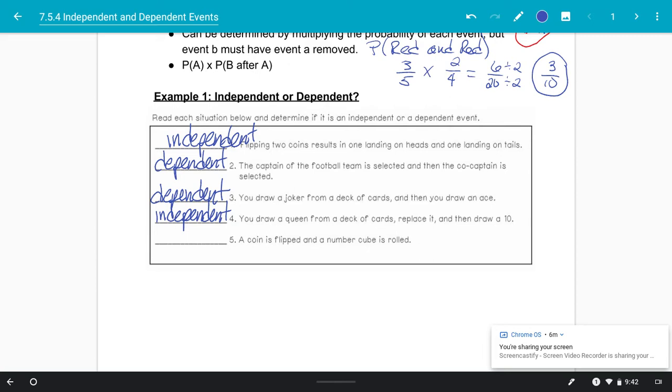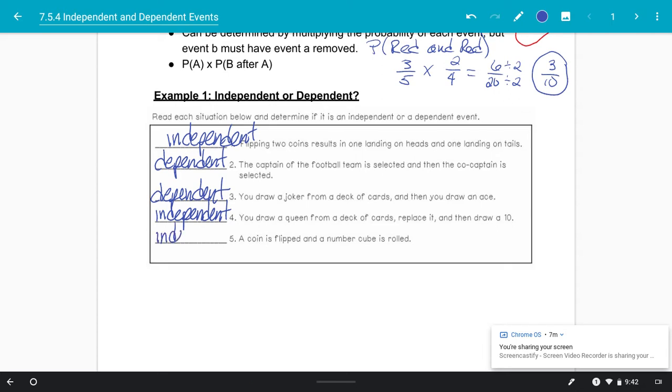All right, number 5. A coin is flipped and a number cube is rolled, and so that's a die. So if I flip a coin and then roll a die, does the outcome of the coin flip have an impact on the die roll? Nope, we saw this before. These two are independent. So if the outcome for the second probability is not affected by the first probability, then they are independent. If they are impacted, then it is dependent.